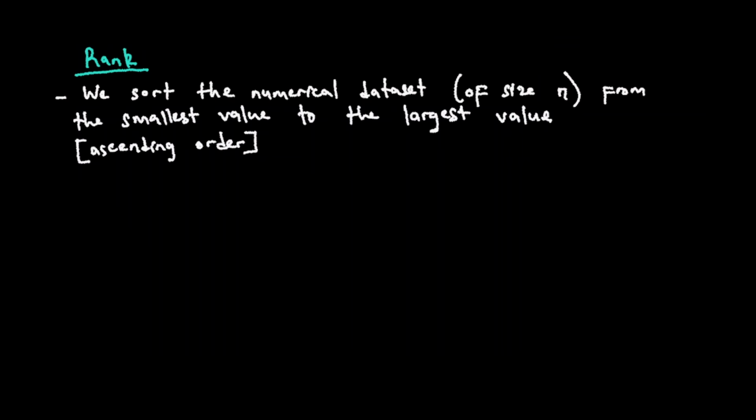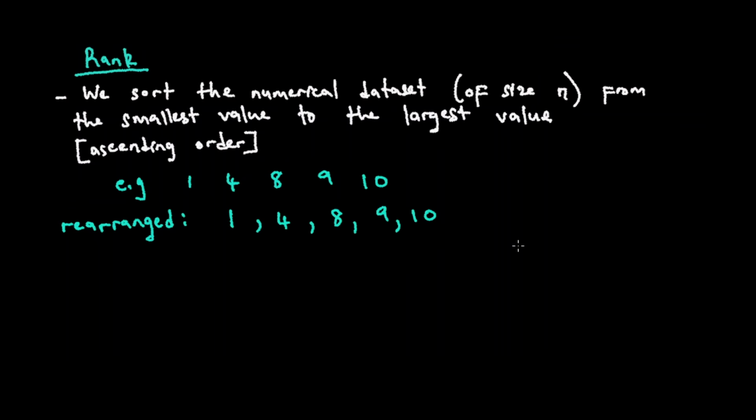Let us have a very small example. Let us just say we have a data set like 1, 4, 8, 9, 10, something like this. So we have to rearrange. So to rearrange, we start by writing the smallest number, which in our case is 1, then we write in ascending order. So it was actually in ascending order.